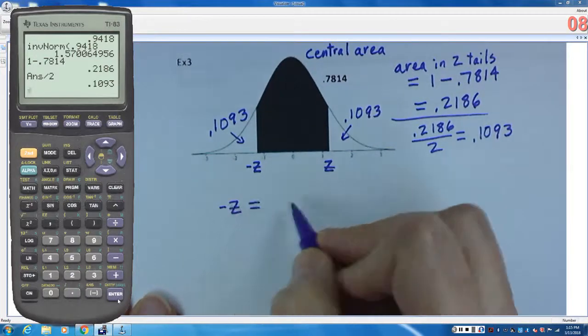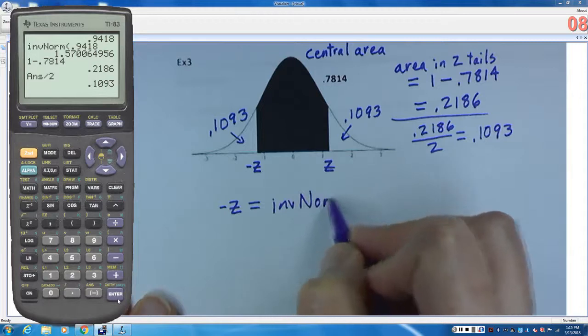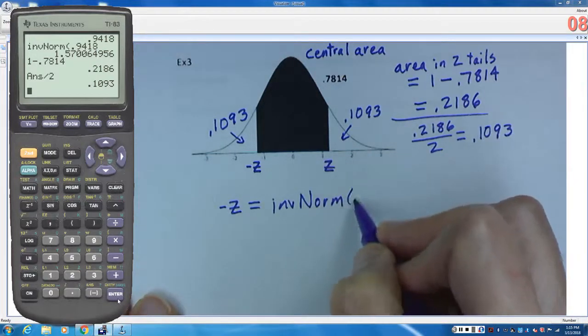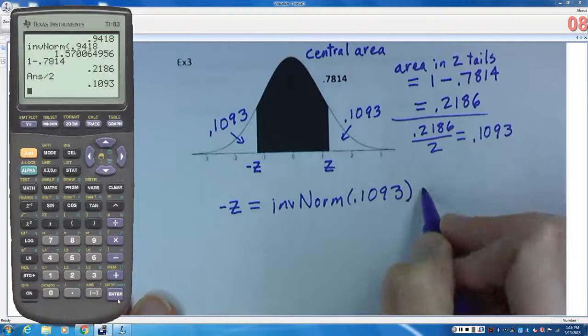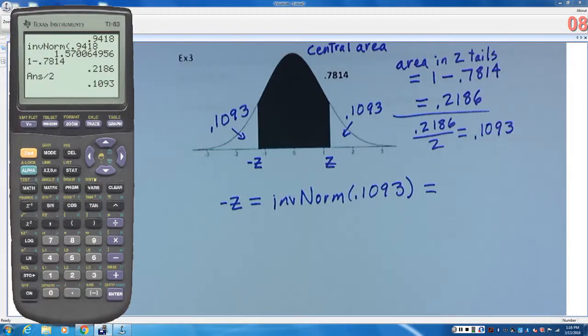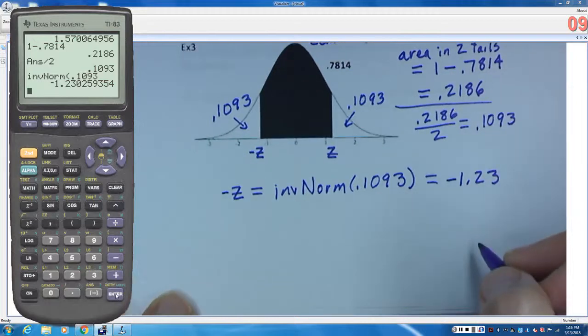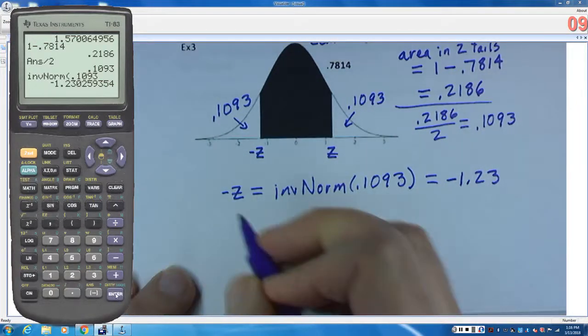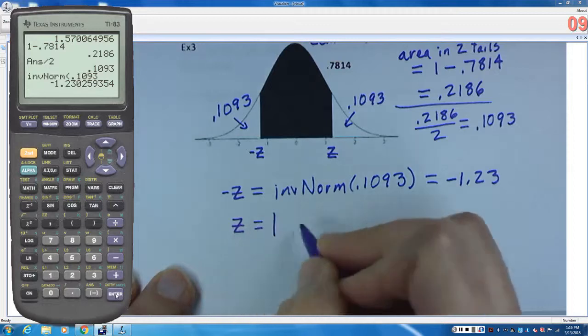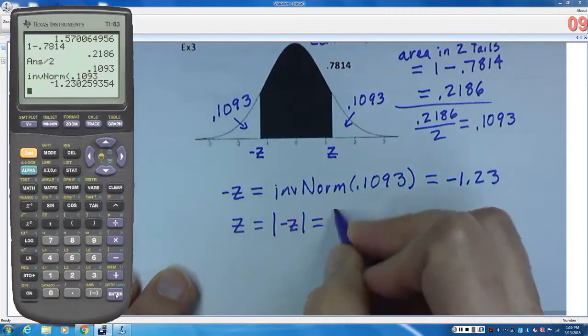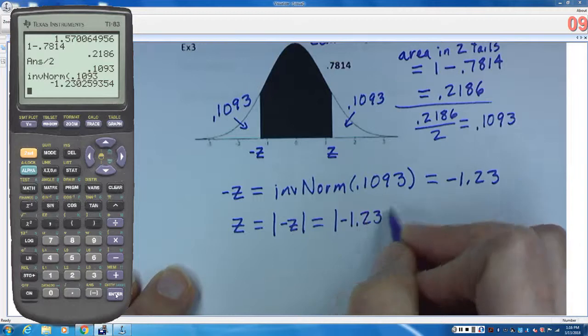Negative z is inverse norm of the area to the left of it, which is 0.1093. Put that in your calculator. Second distribution, inverse norm, 0.1093. And you get negative 1.23. Because this is symmetrical, our positive z is going to be the absolute value of negative z. The absolute value of negative 1.23 is 1.23.